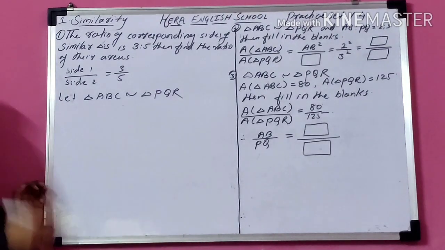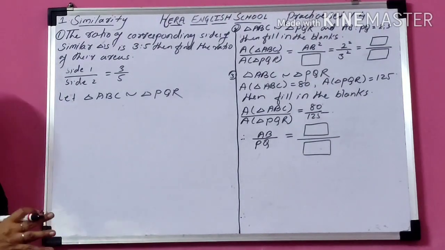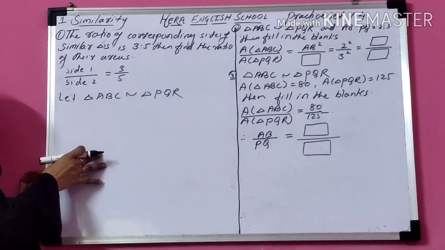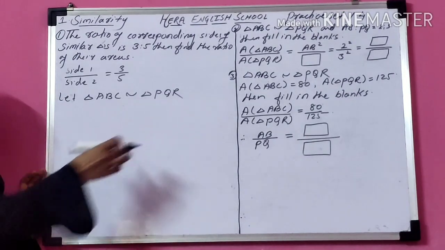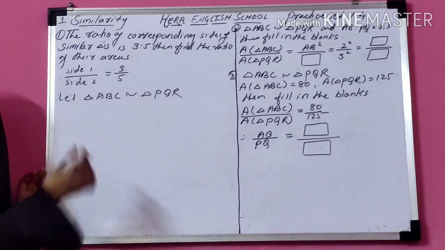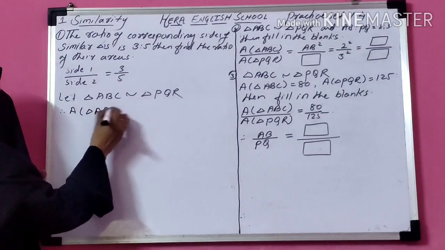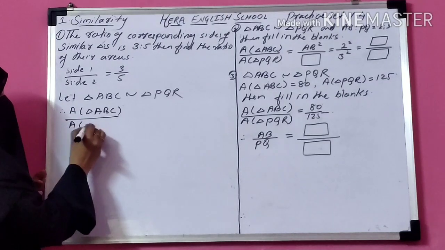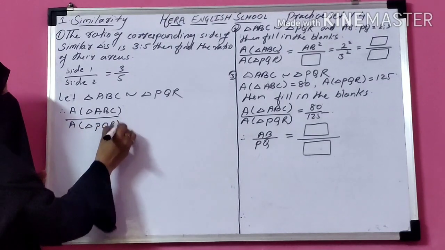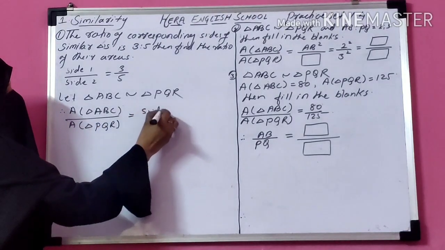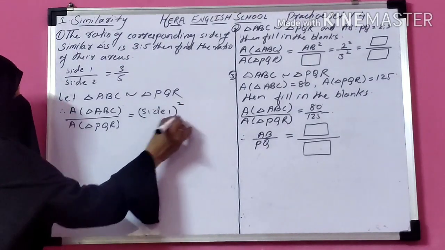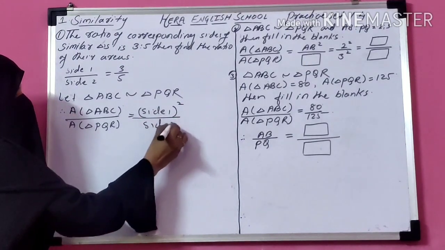Okay. Just now we have discussed that if the triangles are similar, then the ratio of areas of similar triangles is proportional to the square of corresponding sides. So therefore area of triangle ABC upon area of triangle PQR is equal to side 1 square upon side 2 square.